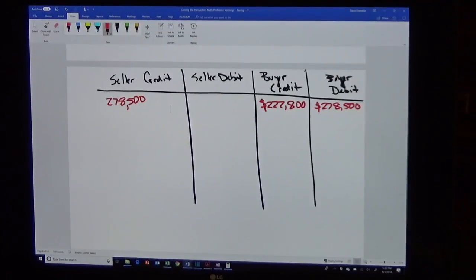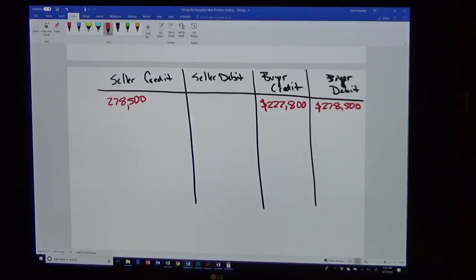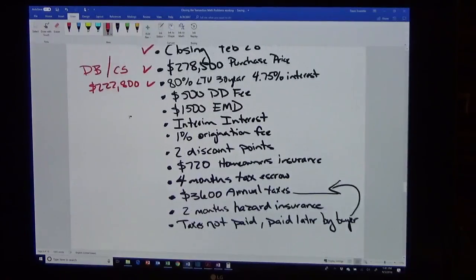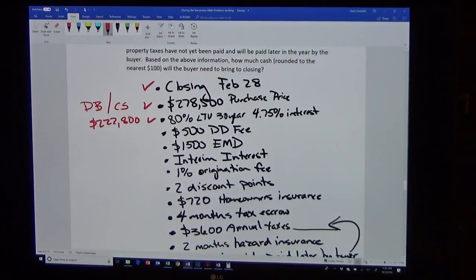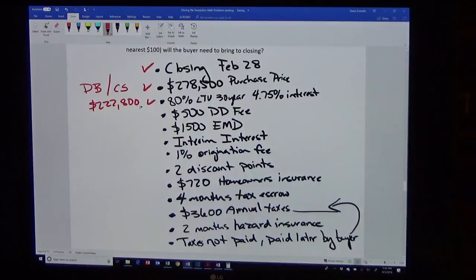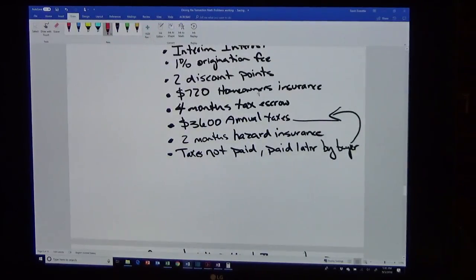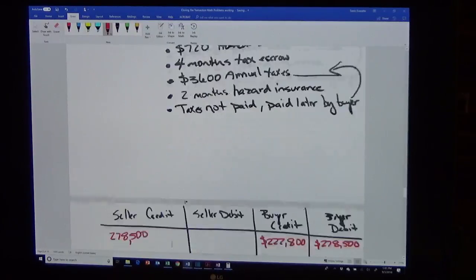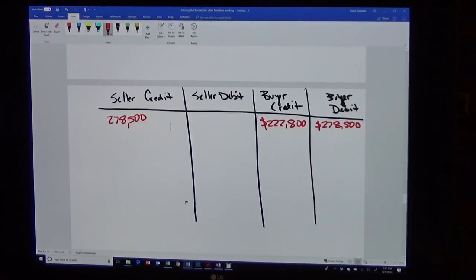If you keep everything listed, you'll know what they are, so you can check yourself if you need to. So there's our loan amount. Remember, the loan is a credit to the buyer. Let's go back up to our list. We've got a $500 due diligence fee. We don't need to do any math with it. We're just going to take it straight to our sheet here, and that's credited directly to the buyer.